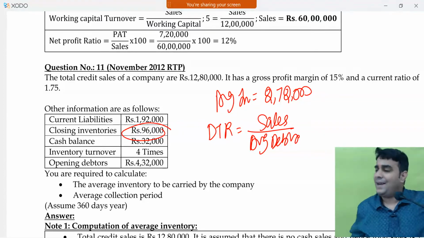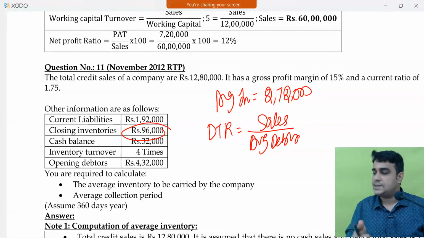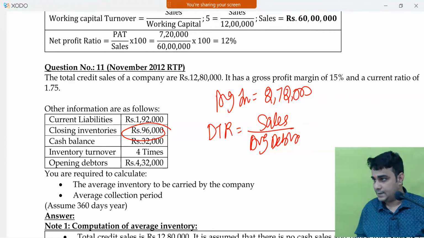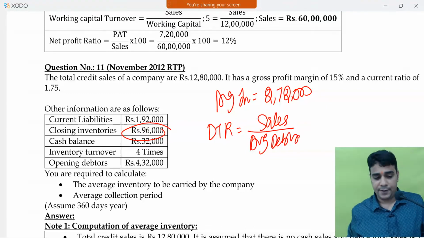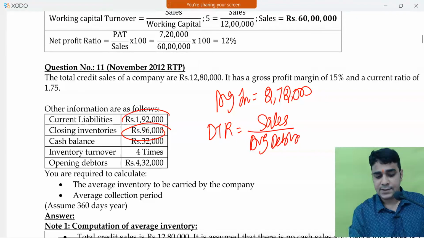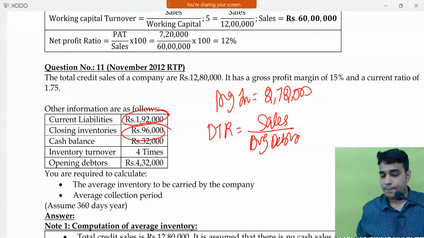I can also directly calculate average collection period. The formula is average debtor by sale, the inverse of that into 360 or 365 depending on the number of days in the year. Now coming to sales, 12 lakh 80. Coming to the debtor figure, my current liability is 1 lakh 92. Current assets is 1 lakh 92 into 1.75. How much is that?